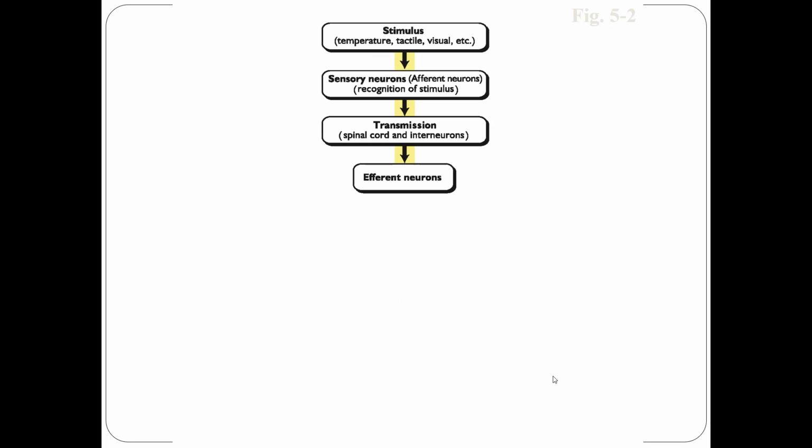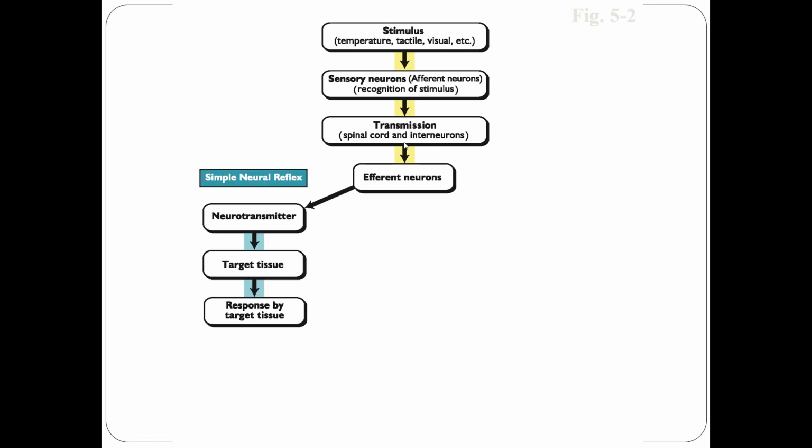So if we look at this on a step-by-step basis, the stimulus is going to cause the sensory neurons to recognize the stimulus. That message is going to be transmitted to the spinal cord and the interneurons. And then we have, in the case of a simple neural reflex, like your leg moving when the doctor hits just below your knee, the message is then going to be rerouted through the efferent neurons, to the neurotransmitter, then the target tissue, and then we see some sort of response at the target tissue.